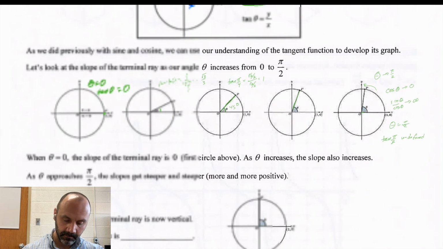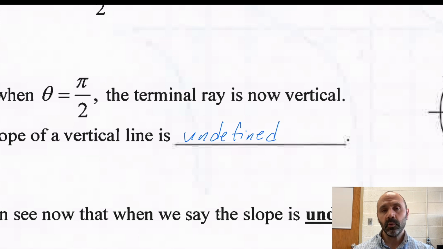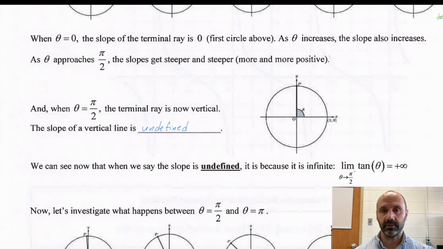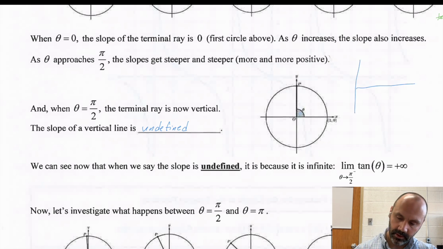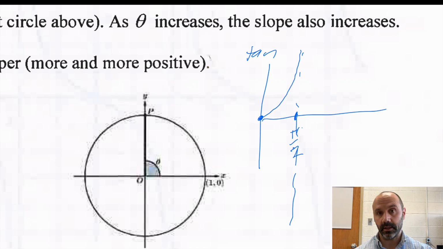Actually, there's a place for that right here. So the slope of a vertical line is undefined. What that means is that when we're graphing the function of tangent at the value pi over 2, so if we have a graph here, and this is tangent, when we reach pi over 2, we're going to have an asymptote like that. Now we started at 0, and the numbers got bigger. So it would go up like that.